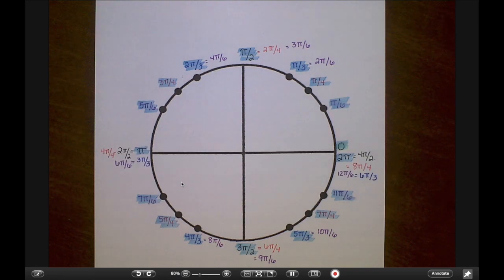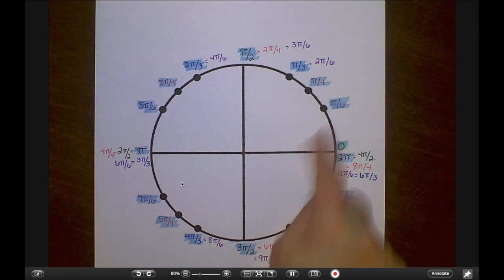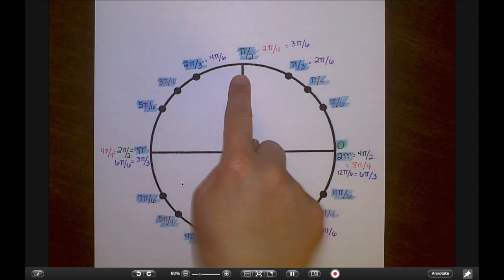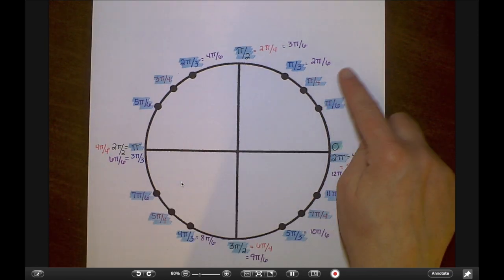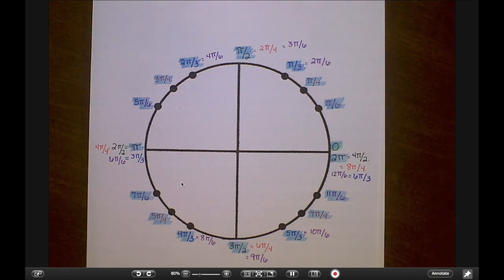Okay, but if you would like to do a little bit of research, if you'd like to go to YouTube and see if you can find some tricks for memorization, please feel free to do so. Okay, but you will want to know what these angles are called, and then you'll also want to know the coordinates that go with each one, which is the focus of a previous video.